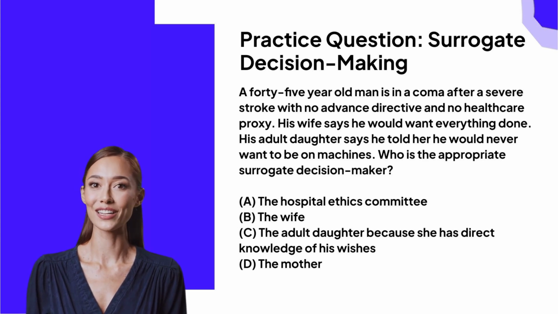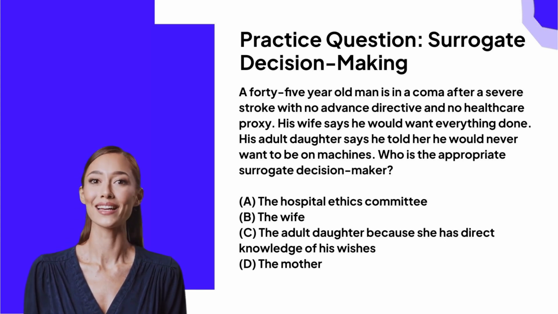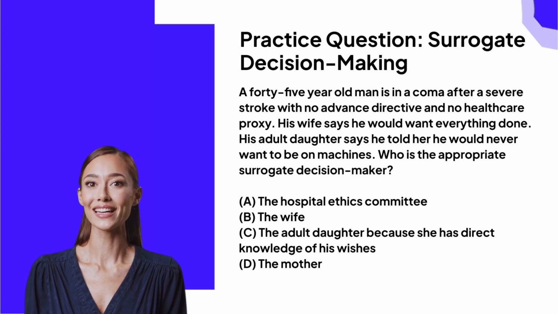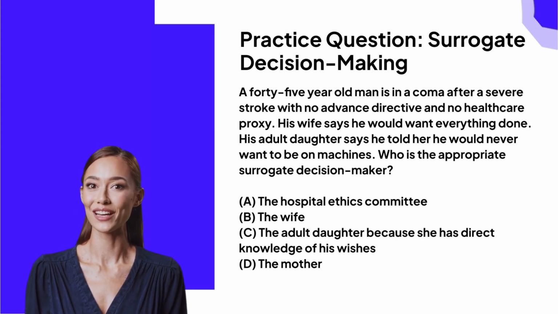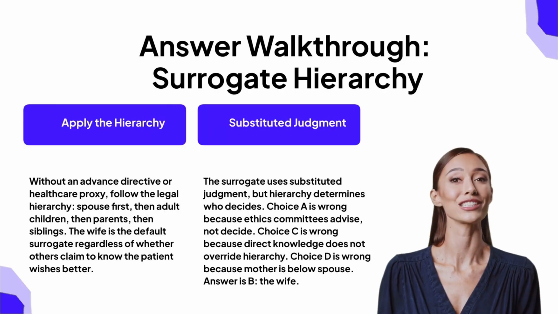Think about the hierarchy of surrogate decision makers. The choices are A, the hospital ethics committee, B, the wife, C, the adult daughter because she has direct knowledge of his wishes, D, the mother. Let us walk through this answer.